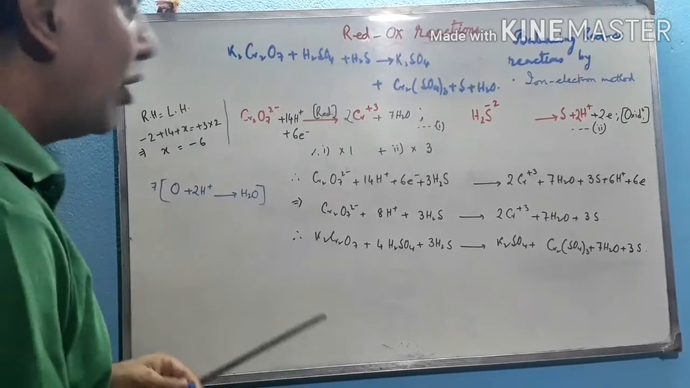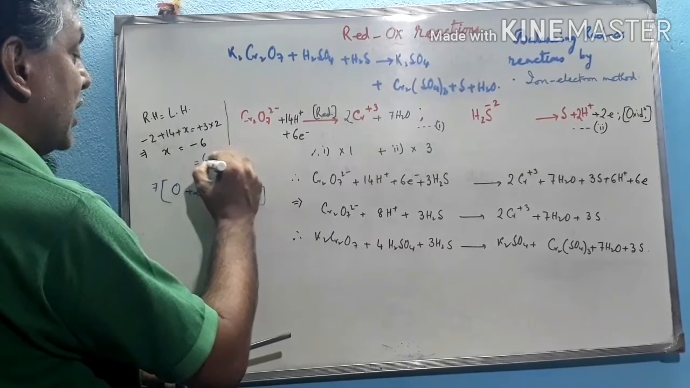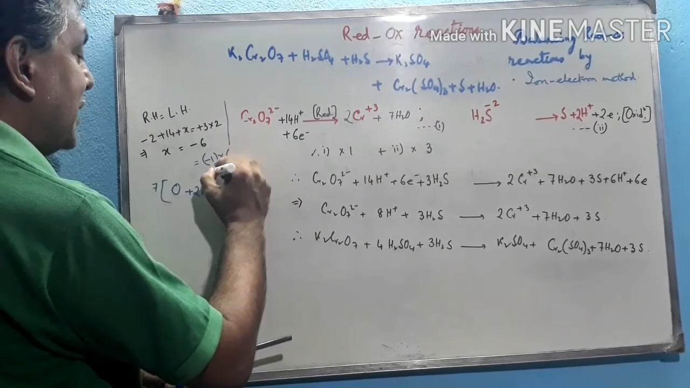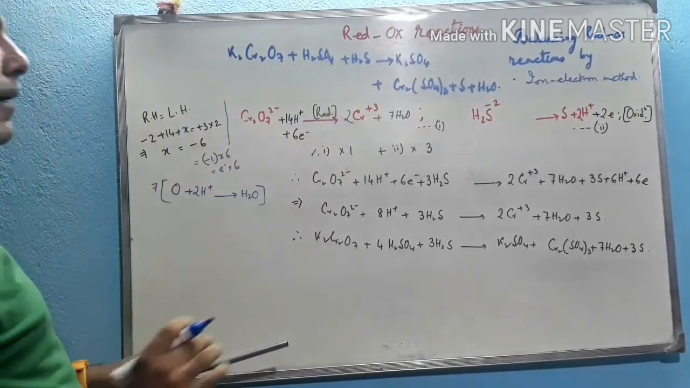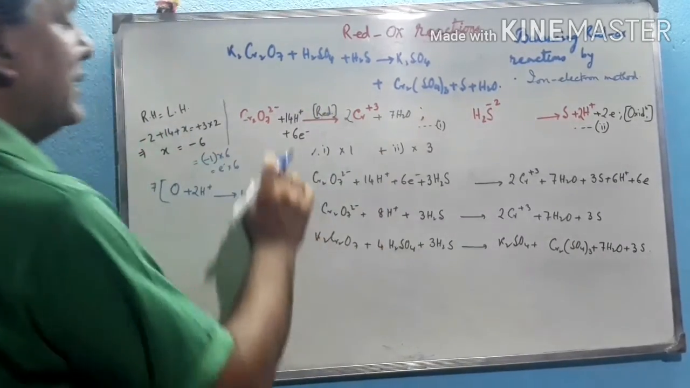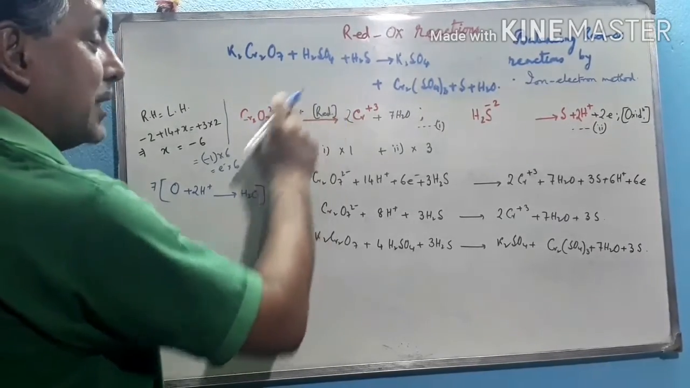How can we get x equal to minus 6? Because we know that an electron has only minus 1 charge. So minus 1 into 6, that means 6 electrons. So we have to add 6 electrons on the left-hand side. This is the balanced equation. And see this, electrons are added to the reactant, and that's why this is a reduction process.